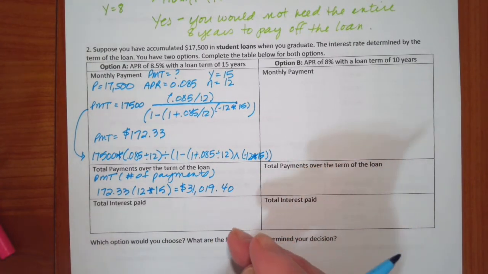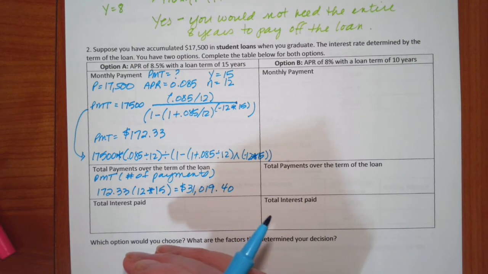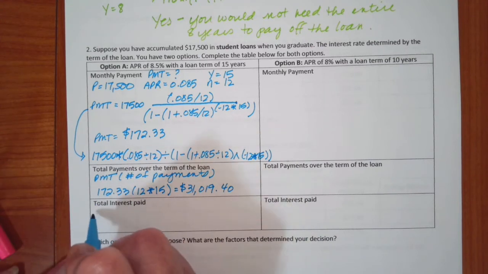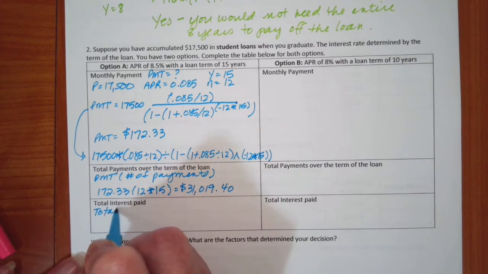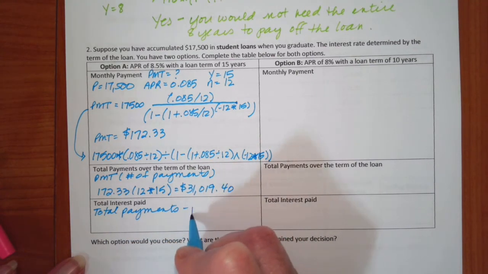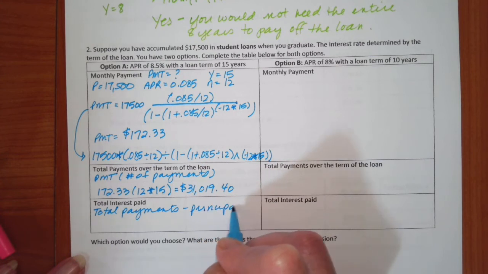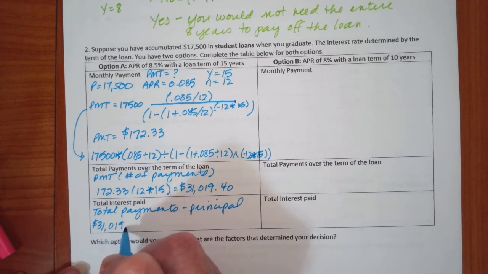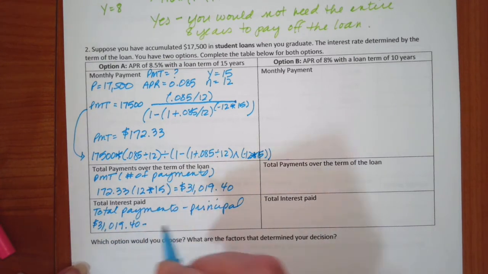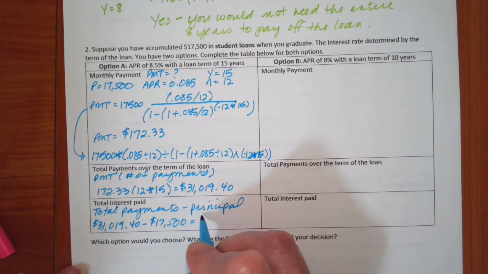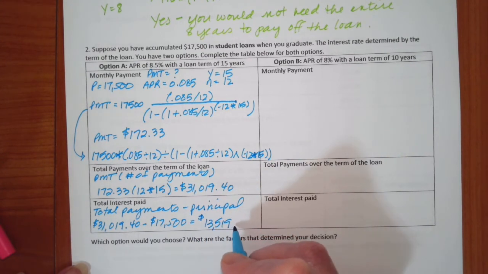So you borrowed $17,500, but you're actually paying them $31,000. So that means there's a bunch of interest paid. So the total interest paid is going to be the total payments minus the principal, which is going to be $31,019.40 minus 17.5, which means in interest you paid $13,519.40.